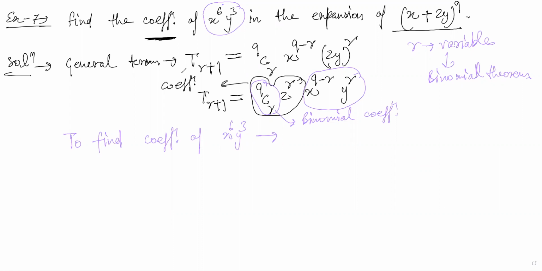Yeah, so in most of the cases, whenever we want to find out coefficient or binomial coefficient, you will be asked for the coefficient only. So whenever we want to find out the coefficient, we just need to find out the r. To find the coefficient of x to the power 6 into y cube, we should either equate the power of x or the power of y. I would say directly equate the powers of y, because in that way you will get r directly. So r is 3.